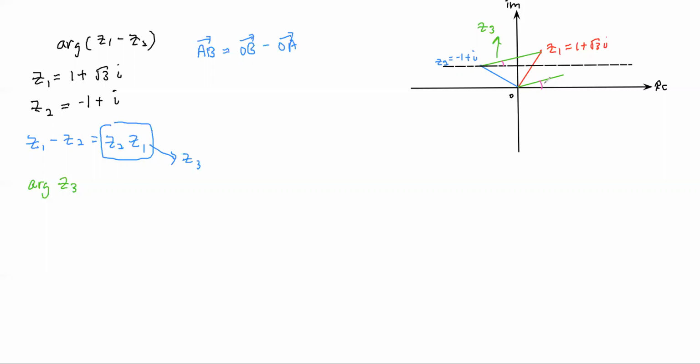So this angle here, let's call it theta, shall we? This is basically the argument of Z1 minus Z2. So how do we find that angle?